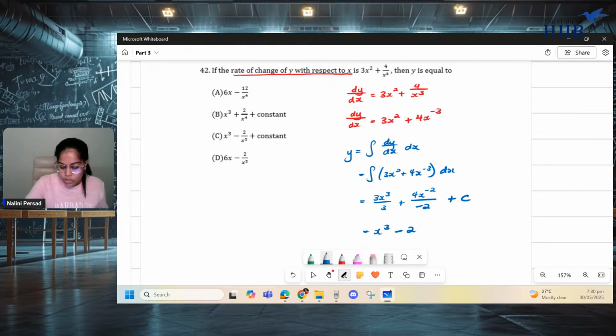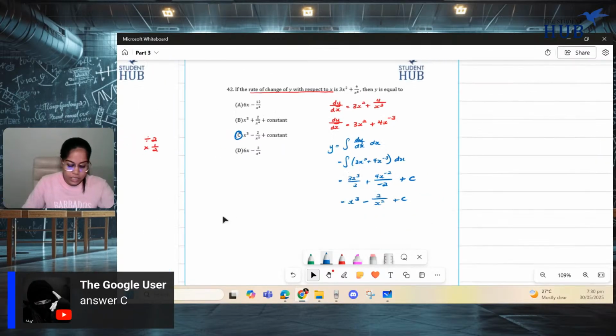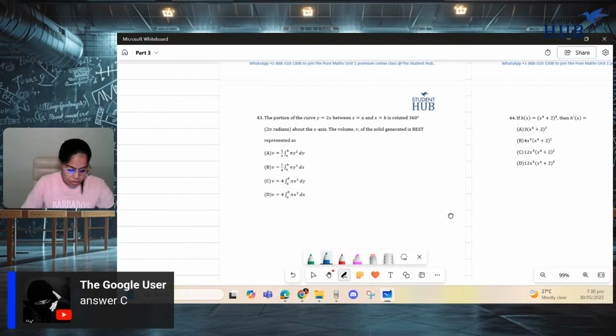And looking at the answer choices, I could put that x to the negative 2 in the denominator to give x squared. So x cubed minus 2 over x squared plus c. Answer choice C. Very nice, very nice.